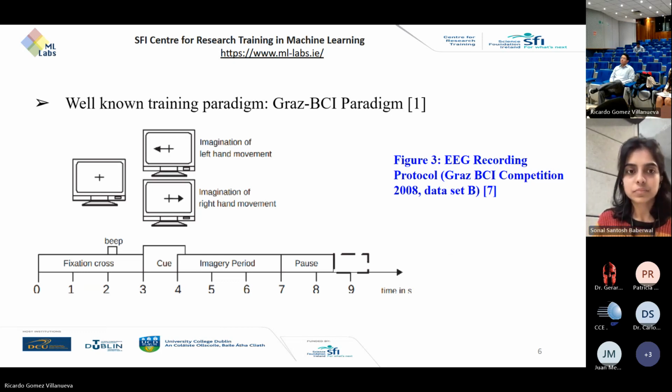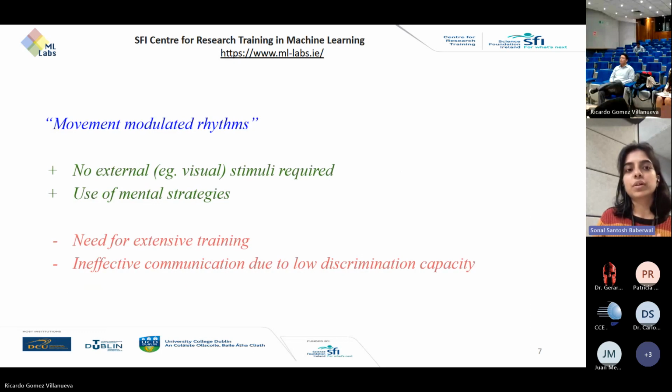Next slide, please. So when it comes to motor imagery signals, the pros are that we do not require external visual stimuli, and we use mental strategies to control the interfaces. But the cons are that it requires extensive training, and there is ineffective communication due to low discrimination capacity. So this is where training comes in handy, where a good training can actually make a difference. Next slide, please.